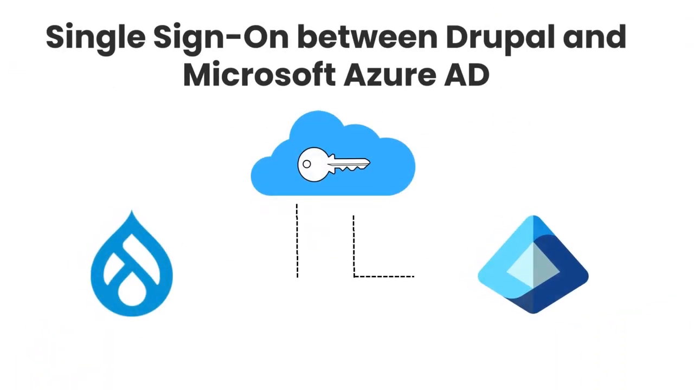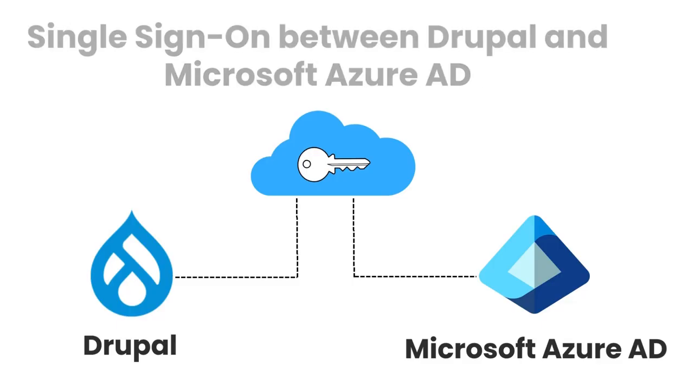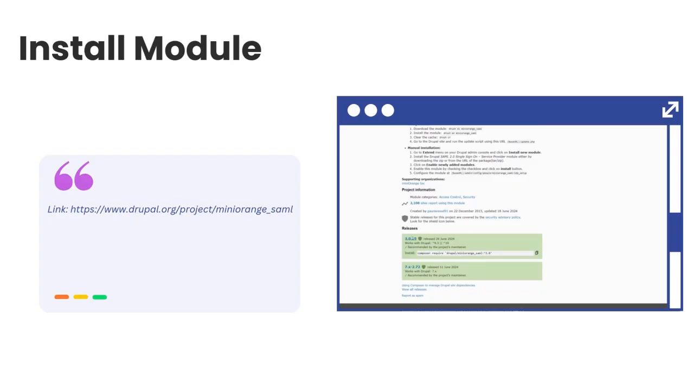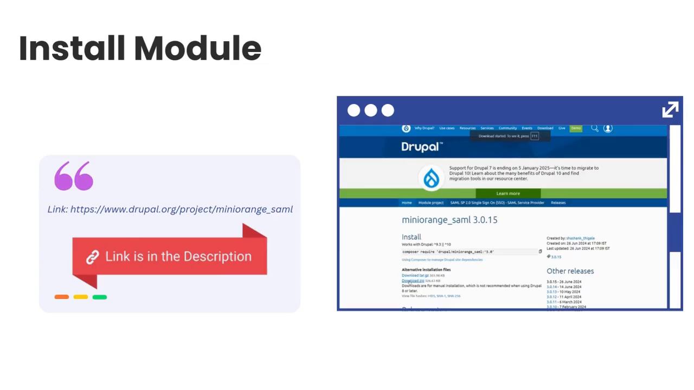In this video, we will configure the Drupal SAML SP module with Azure AD or Microsoft Entra ID. Before proceeding, you need to download and install the Drupal SAML SP module to your Drupal site. We already have a module installation setup guide. You can find a link in the description.